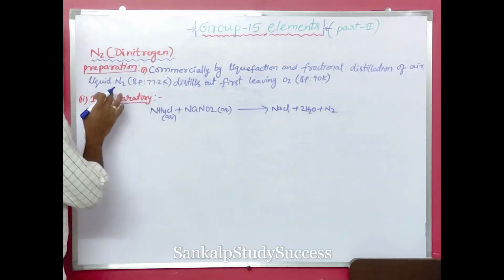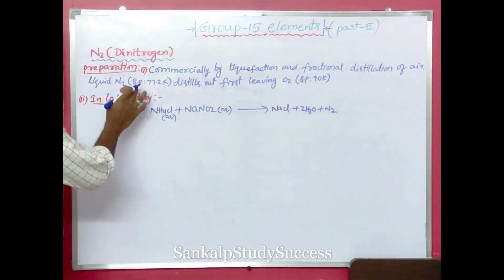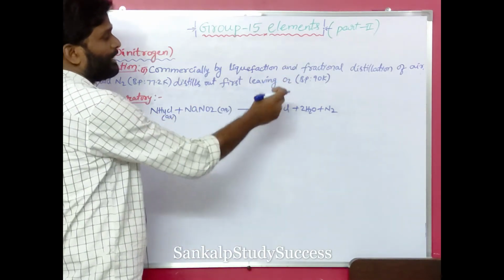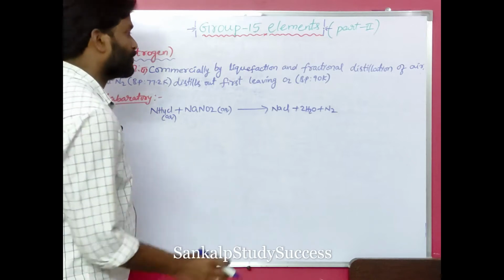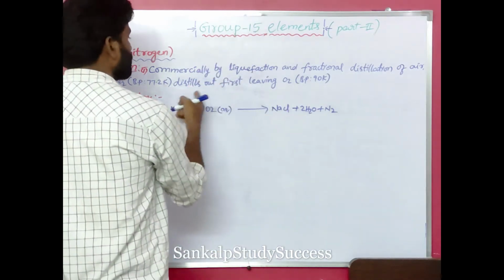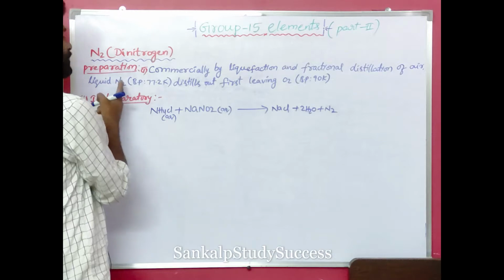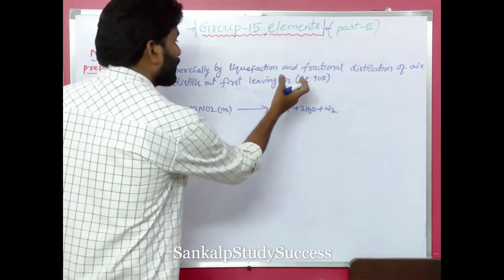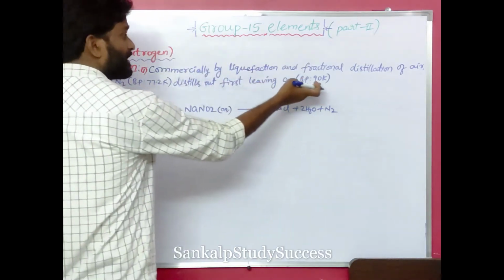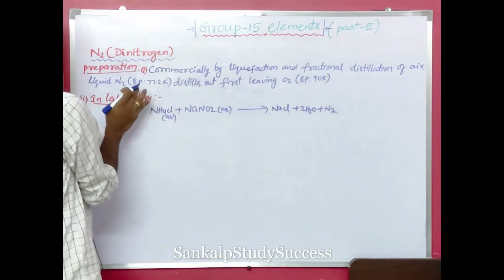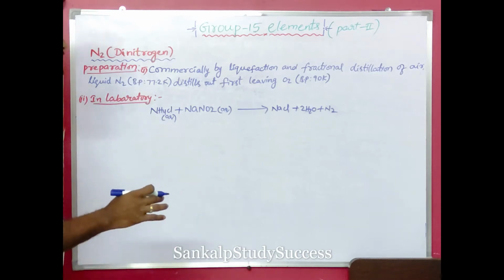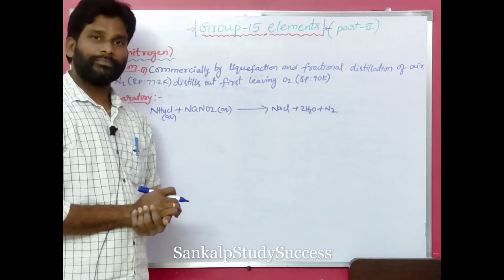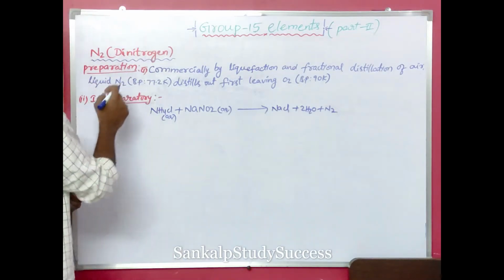We know that the boiling point of liquid nitrogen is 77.2 Kelvin, and the boiling point of oxygen is 90 Kelvin. So which distills out first? Nitrogen, because its boiling point is less when compared to oxygen. Nitrogen distills out first, and later what remains is oxygen. So this is the commercial method.